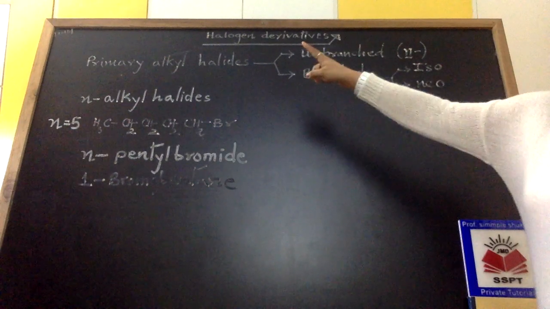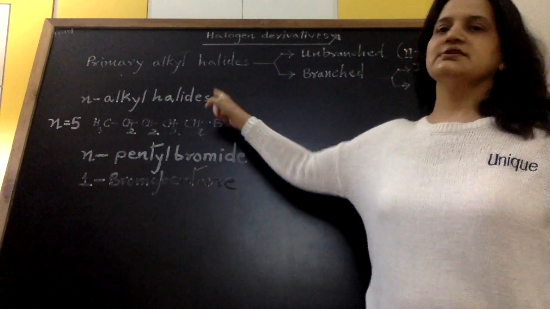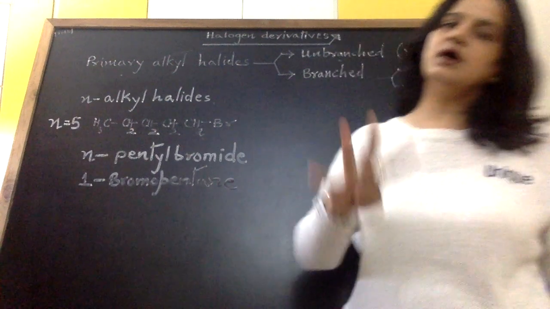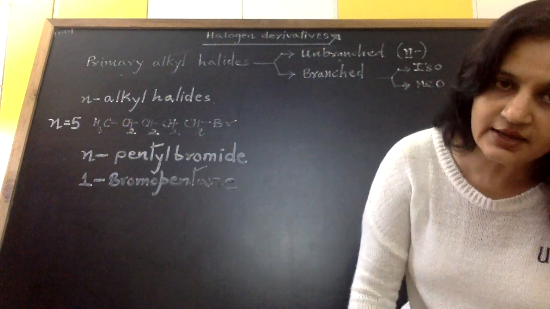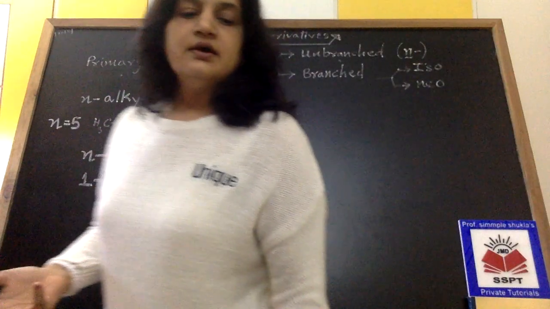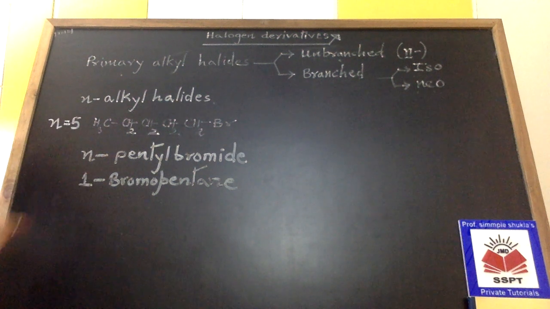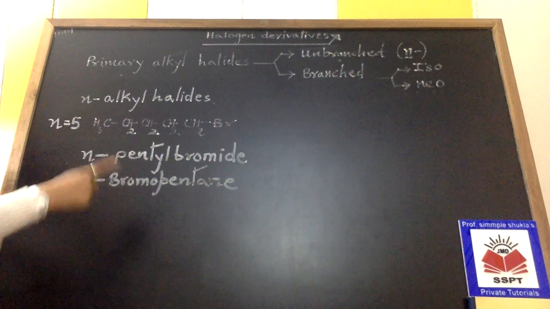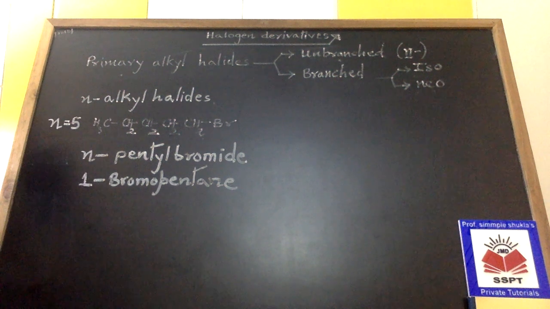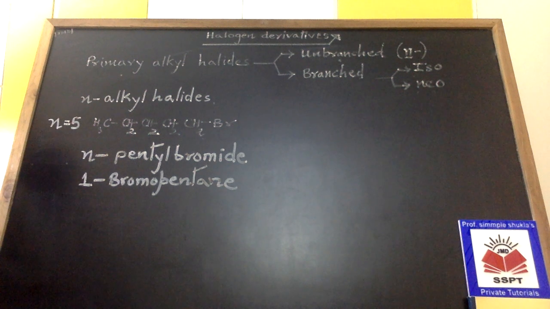So, primary alkyl halides which are unbranched are called N-alkyl halides. Say if there are 3 carbons, I'll call it N-propyl halide. If there are 4 carbons, N-butyl halide. If there are 5 carbons, the example we have already taken, then I'm calling it N-pentyl halide. Since the halogen is bromine, I have written bromide. So this is N-pentyl bromide or 1-bromopentane. So the unbranched alkyl halides are called the normal alkyl halides, the N-alkyl halides.